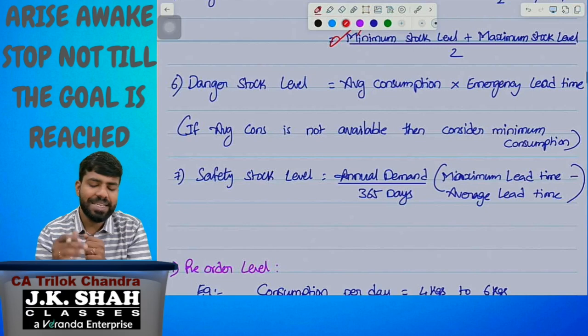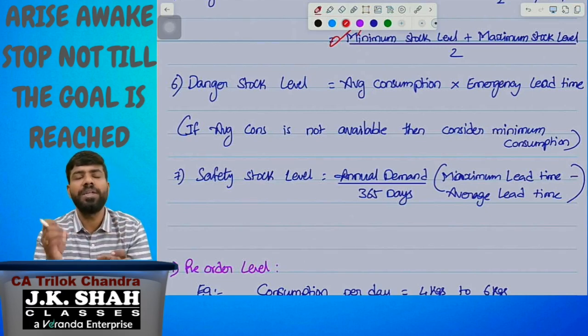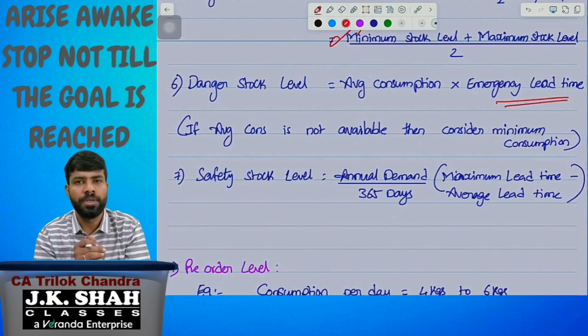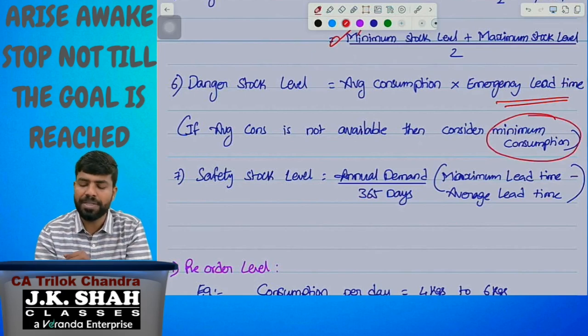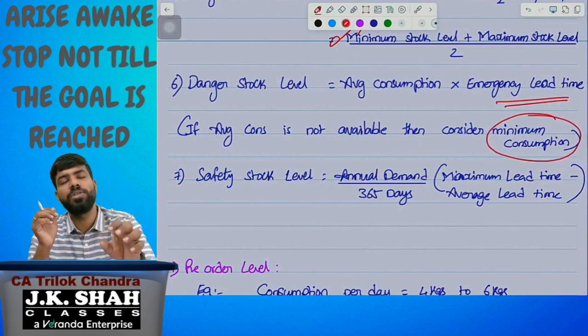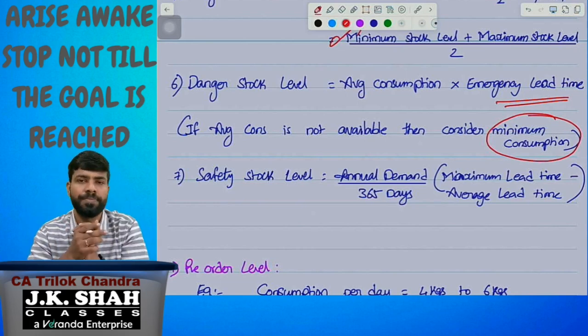Okay, now danger stock level, average consumption into emergency lead time. What is emergency lead time? I will explain. Here the point is, if the average consumption is not given, try to take the minimum consumption. In the situation of non-availability of the average consumption, take the minimum consumption.